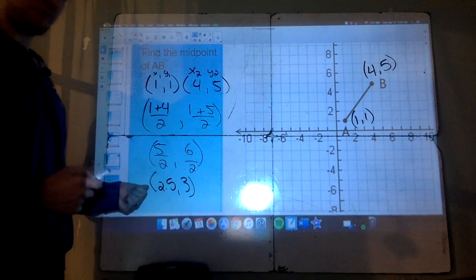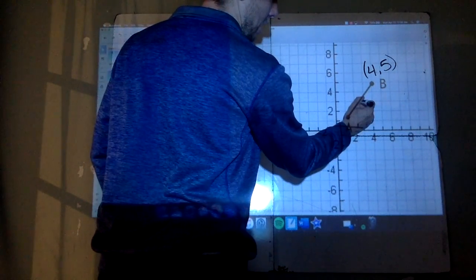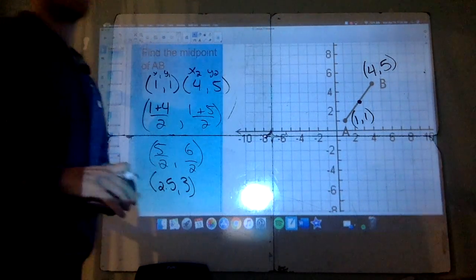So here's what I got for my midpoint. So I got 2.5 over, 3 up. And that looks like it's the midpoint there.